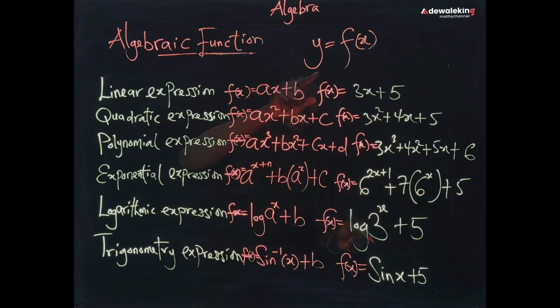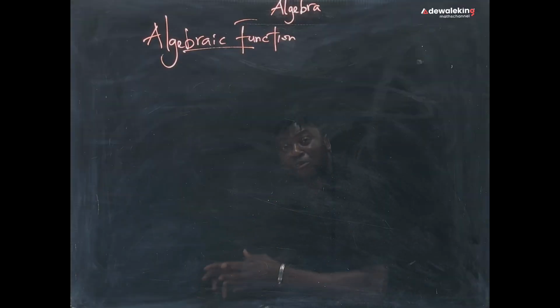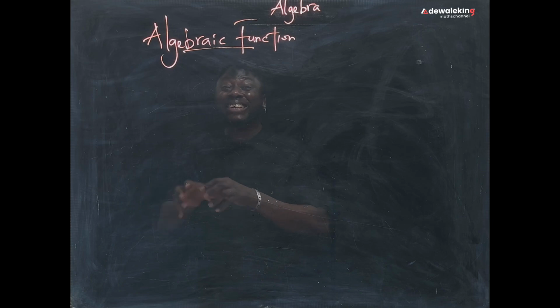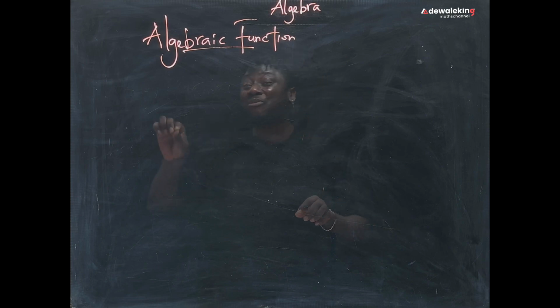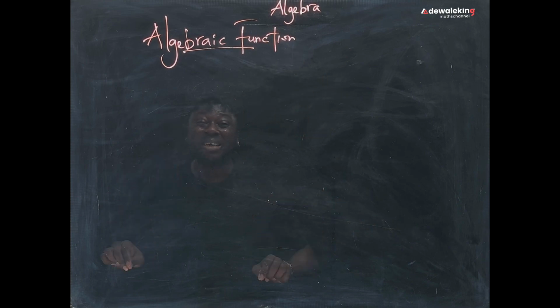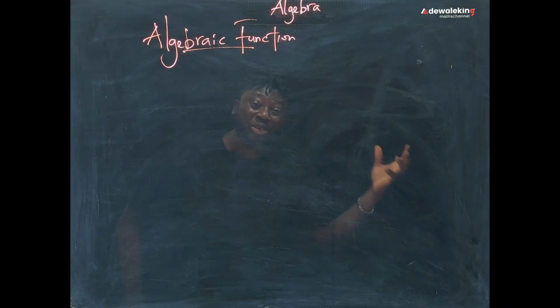So we can easily say that this is y, as y is equal to 3x plus 5. Algebraic functions express the graphs of equations because of its dependent y variable and independent x variable.